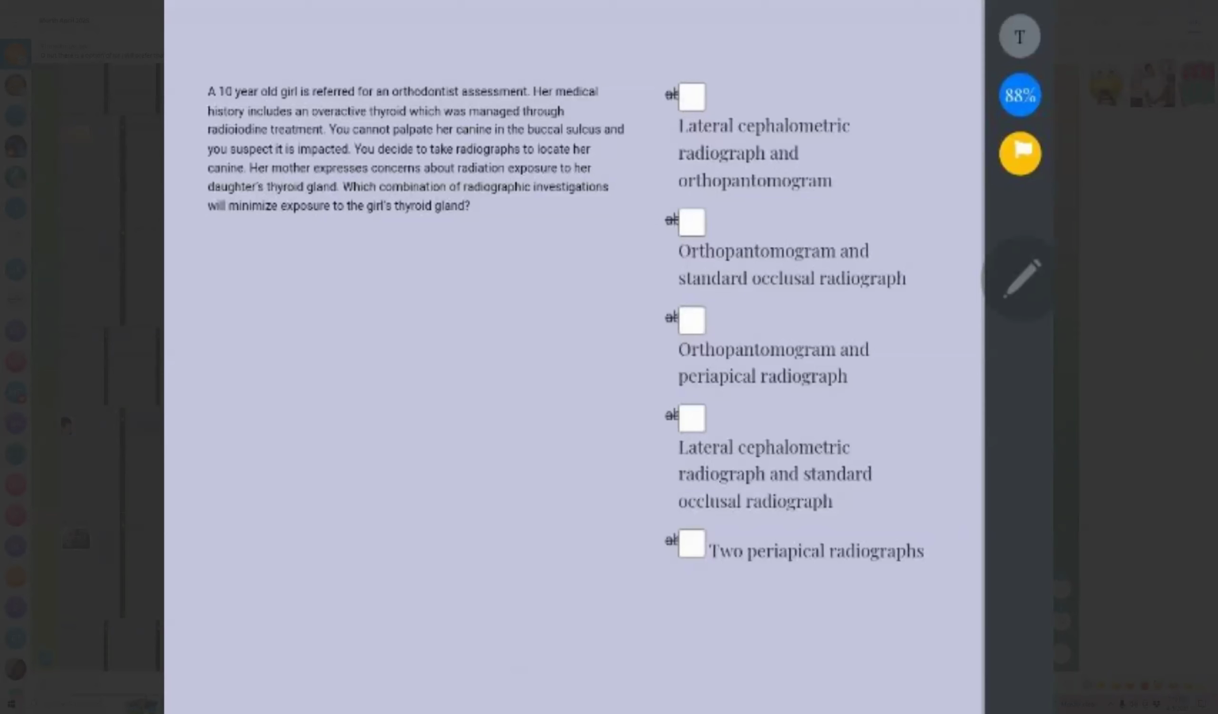Yes, sir. Right, sir. So a 10 years old female is referred for orthodontic assessment. Her medical history includes an overactive thyroid, which was managed through radioiodine treatment. You cannot palpate her canine in the buccal sulcus and you suspect it's impacted. You decide to take a radiograph to locate her canine. Her mother expressed concern about the radiation exposure to the daughter's thyroid. Which combination of radiographic investigation minimizes exposure?